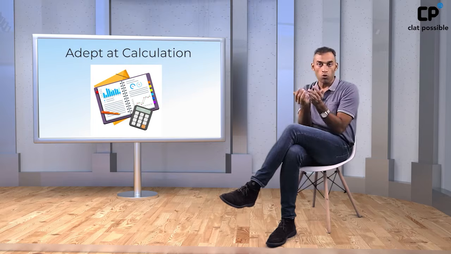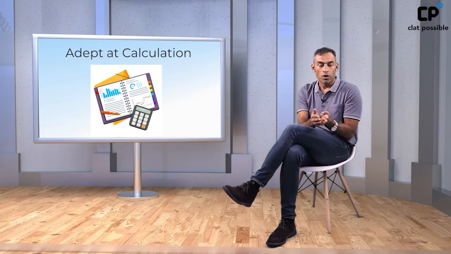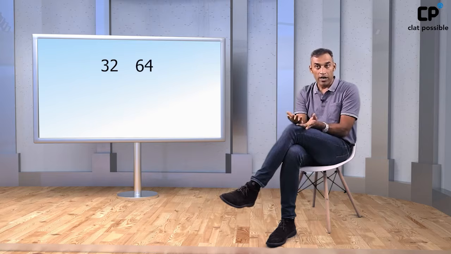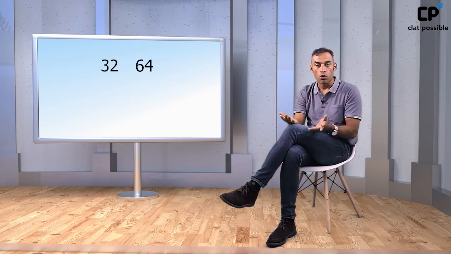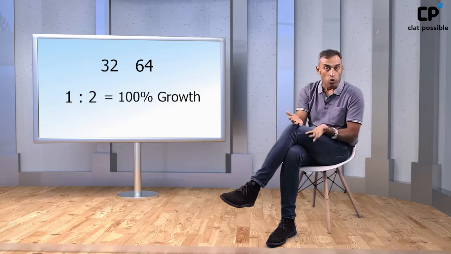Now, to put it in very simple words, if there is a growth percentage that we need to calculate for a number, like from a 32, something has grown to, let's say, a 64, right? So I do not have to do 64 minus 32 upon 32. We can just see the number has doubled. So in terms of ratio, it is a 1:2 ratio, and a 1:2 ratio means a 100% growth.